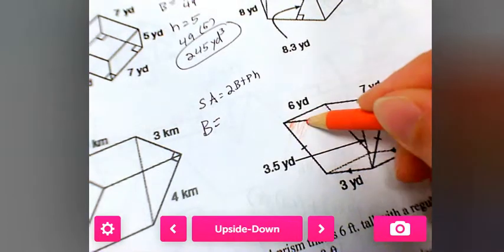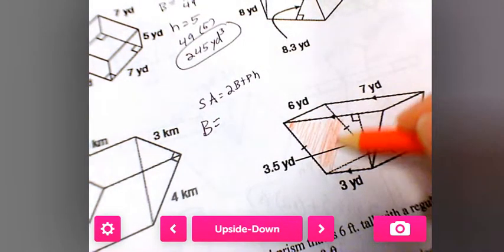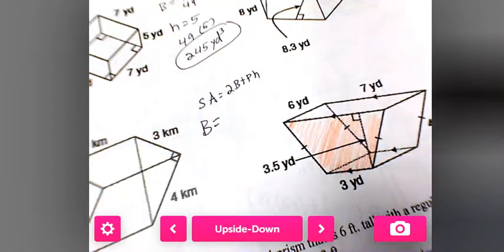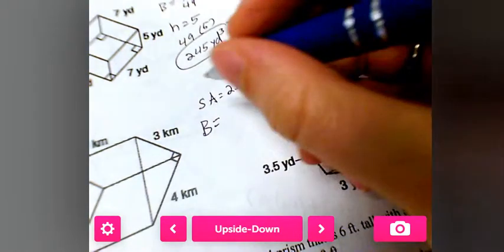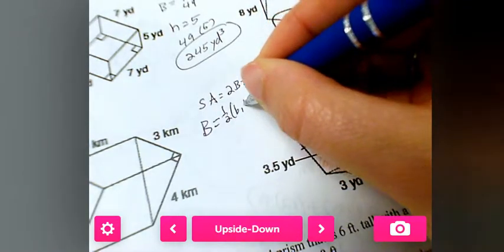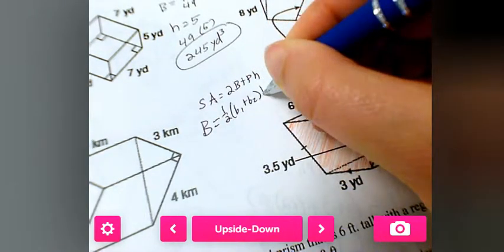You guys always want the base to be the bottom. The base is whichever one you have 2 of. Okay? So the base is whichever one you have 2 of. So we have 2 trapezoids, so that's going to be my base. So that's 1/2 base 1 plus base 2 times height.